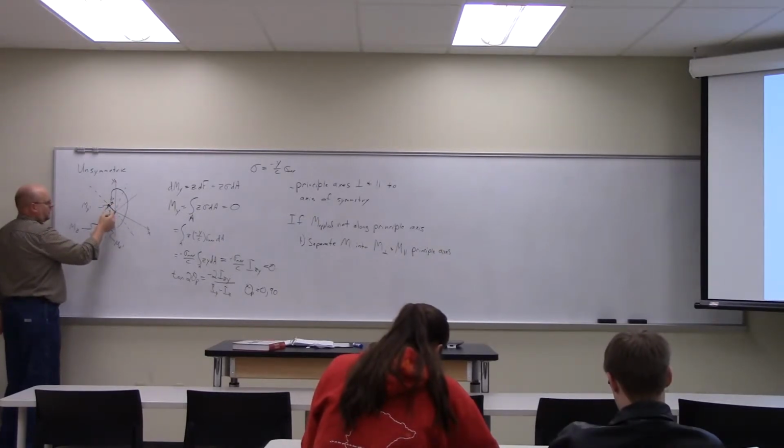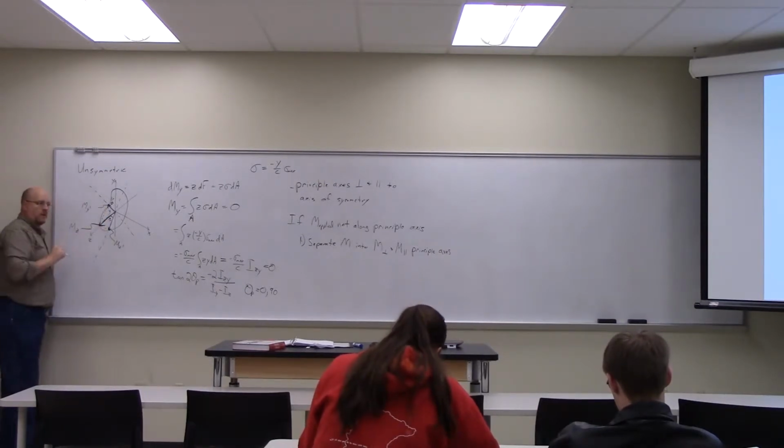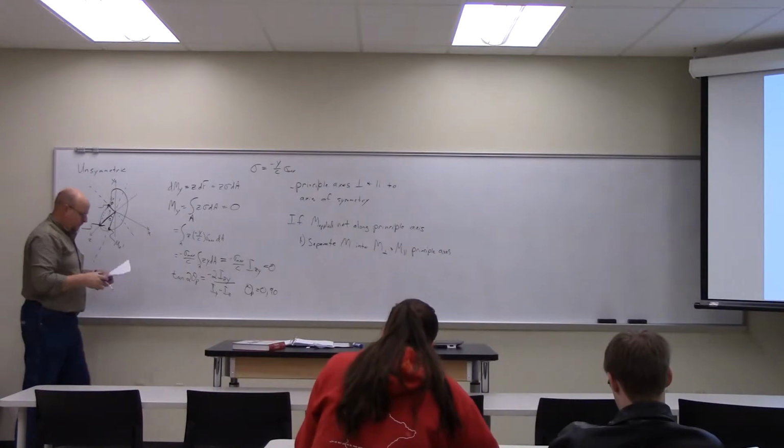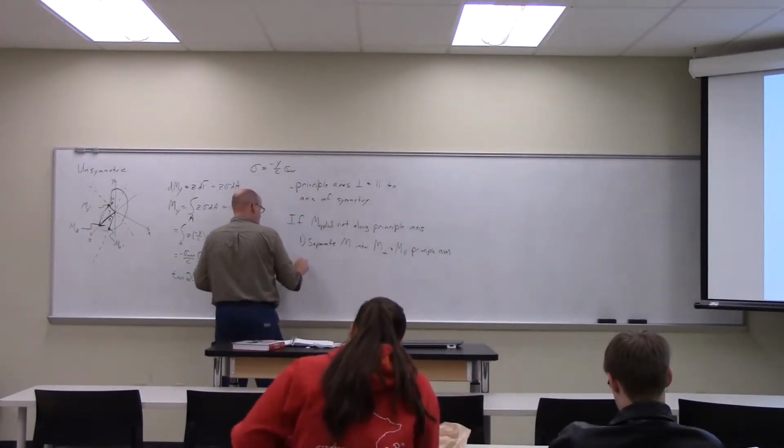This is theta p here. So the z prime component would be M cosine theta p, and the y prime would be M sine theta p. Okay, so you separate into those two.